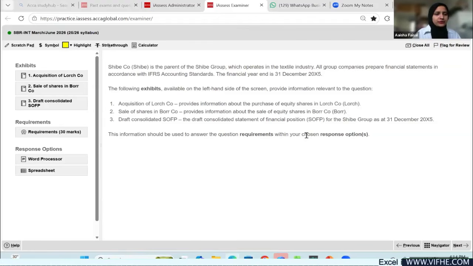All right. So we're going to start with the background, read the requirement, and cater to the requirement one by one. And this is also a change in group structure question.